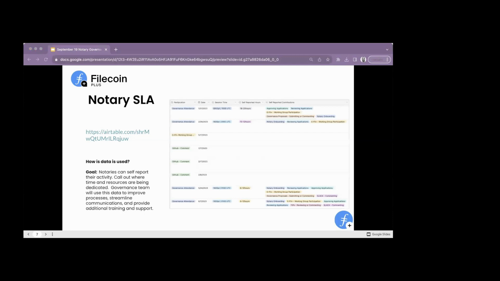So I'm just going to put this right here. And as always, you don't have to be a notary to sign in. If you are a member of the community, a storage provider, or curious to get involved, this is a great way to show that you've been involved going forward.